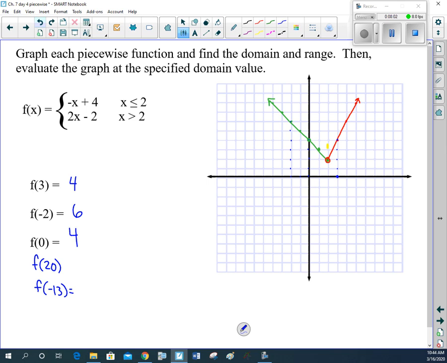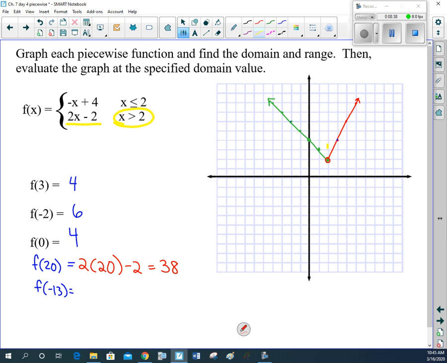Okay, f of 20, unfortunately, is off my graph paper. I can't go over to my graph and see the answer. So I'm going to have to use the equations to do that. So if I want to do f of 20, I have to figure out what boundary 20 would be in. Well, 20 is definitely greater than 2. So I want to use this formula right here. So I'm going to say f of 20 is 2 times 20 minus 2. So that's 40 minus 2, which is 38.